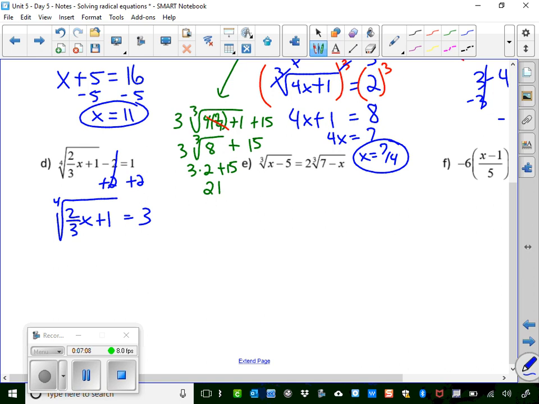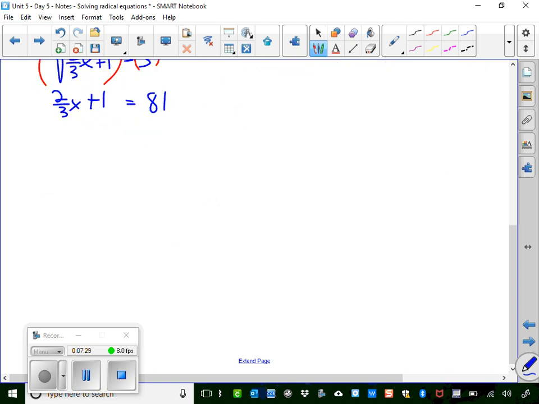I can't touch anything in there until the radical is gone. So to get rid of the 4th root, I go ahead and do a 4th power. All right, and 3 to the 4th, 3 times 3 is 9, 9 times 3 is 27, 27 times 3 is 81. All right, so out pops the 2/3 x plus 1. So from here, I just do my algebra. I just do take away 1. All right, so I get 2/3 x equals 80.